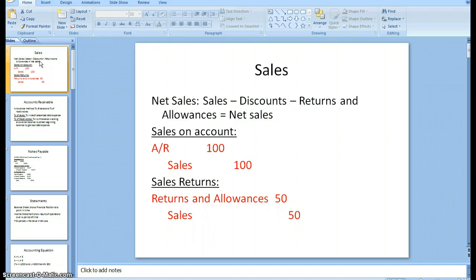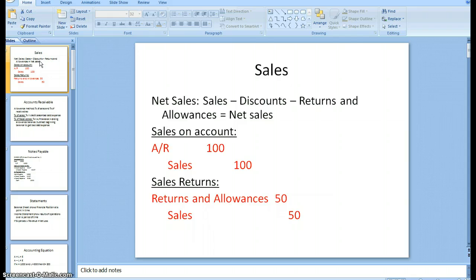So in our class, week 1, there was a review spreadsheet, so I would definitely go through that just to make sure that you're reviewing what you need to in Accounting 1. So let's start. The first topic is sales. And to get net sales, we want to take sales minus discounts minus returns and allowances, and that is going to give us net sales.